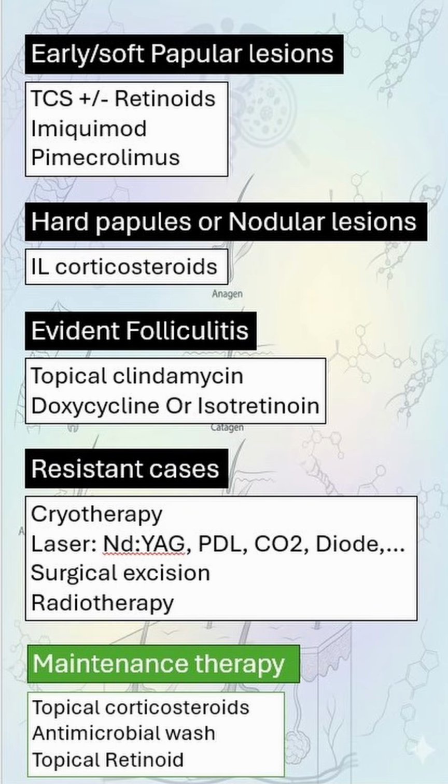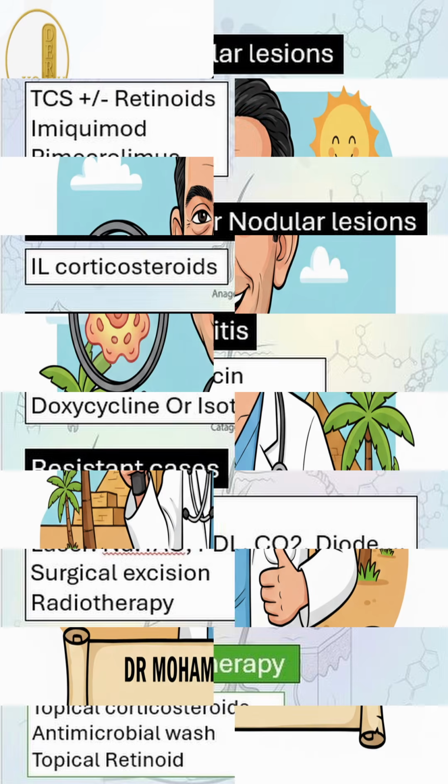Isotretinoin is also helpful in patients with evident folliculitis, and it may also be used if we have progressive disease with development of new lesions. In resistant cases, we may use cryotherapy, various types of lasers. If these fail, we may go for surgical excision, and finally, if everything we try failed, we may try radiotherapy. In all cases, after treatment, we should maintain therapy with topical corticosteroids, antimicrobial wash, and topical retinoids. Thank you very much.